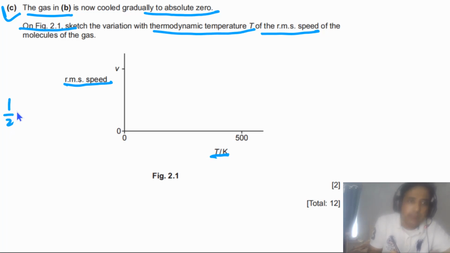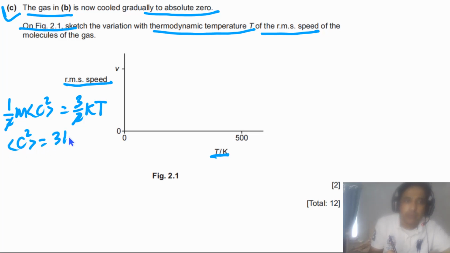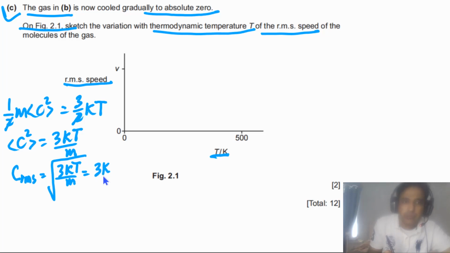We have already discussed that 1/2 m mean square speed is equal to 3 by 2 kT. We need to find the relationship between root mean square speed and temperature. So we can cancel this 2 with this 2, and the mean square speed in this case will be equal to 3kT divided by m. We need to find out root mean square speed, so we have to take square root on both sides. If we rearrange this, we can write the root of 3k over m times the square root of T.